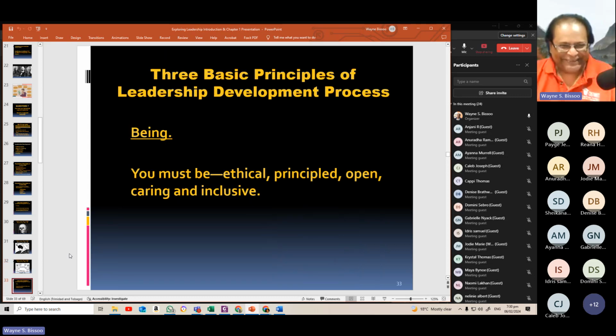All right, so the second element here, besides the knowing, is the being. We must be ethical, principled, open, caring, and inclusive. And of all of the things that are listed here that we can understand, the most difficult is to be open. So, Denise, I know I haven't spoken to you before, but what do you understand by the concept of being open as a leader?